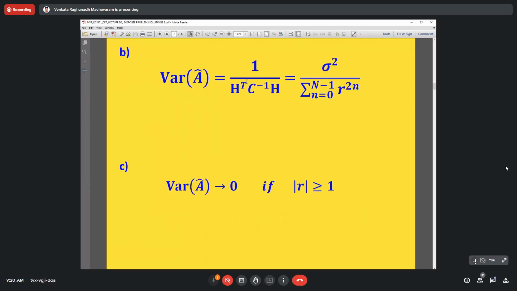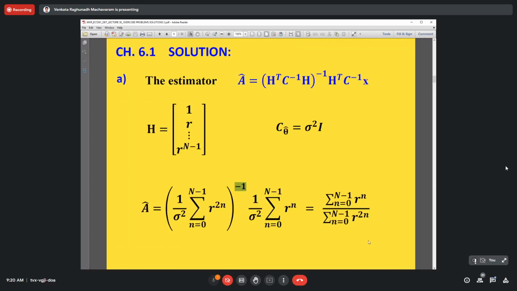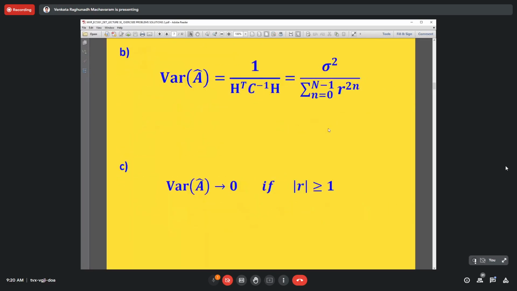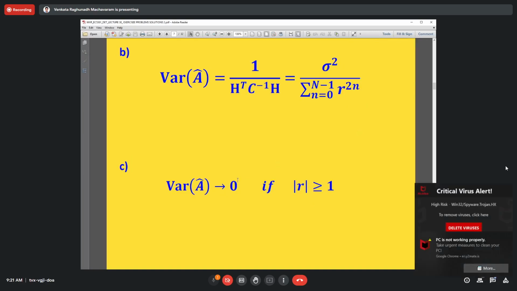So therefore the variance is sigma square by summation of r power 2n. So the variance tends to 0 if r is more than 1. Because the summation of r power 2n, you write it as 1 by 1 minus r square something. And as r increases, the 1 in 1 minus r square is insignificant. You can take it as r square. So r is increasing, therefore 1 by r square will decrease. Slowly it converges to 0. So hence this tends to 0 if r is more than 1.